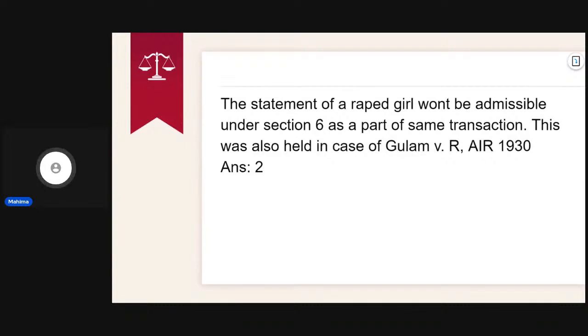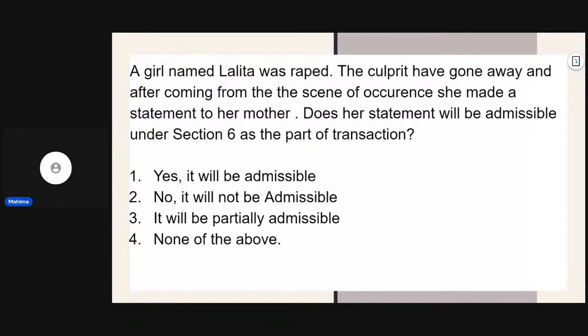It will not be admissible. This is where you guys make mistakes. It was held under Gulam versus R. Yes, Anonymous is right. Anonymous, please tell us your name. I am really surprised that only one person is right. Divya is also right. Yes, it is not admissible, guys. The reason is that this is not a part of the same transaction. She went away, then came back, then told her mother that she had been raped.